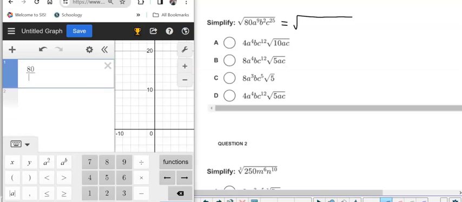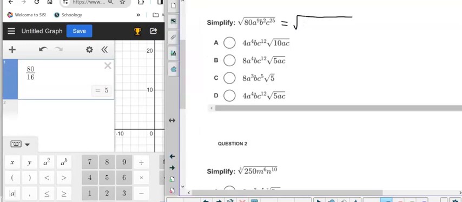Well, not 81. 7 times 7, which is 49, is not going to go in it. Then 6 times 6, which is 36. Nope. 5 times 5, which is 25. No. 4 times 4, which is 16. And there you go, 16 works. So I'm going to break down 80 by saying 16 times 5.